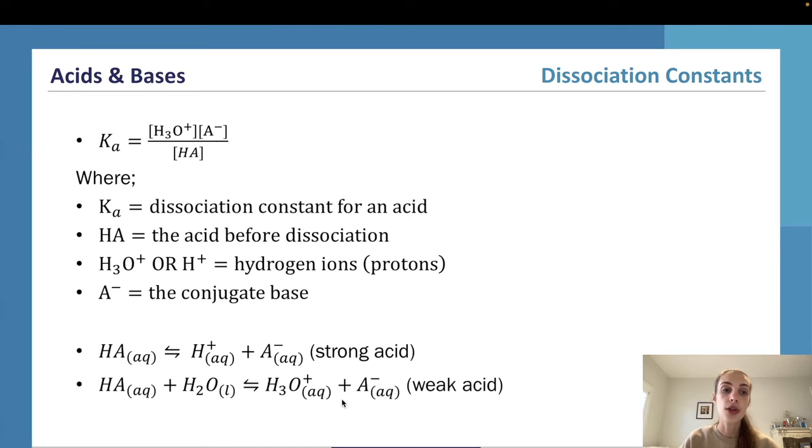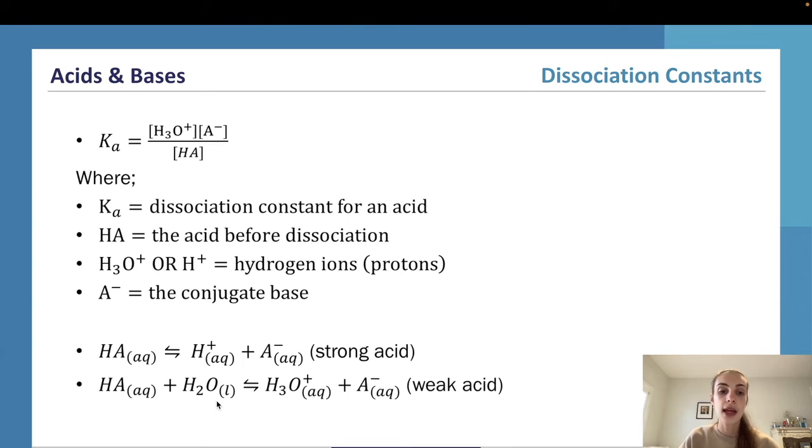And it's also important to note that when we look at our Ka value, we can see that it's got H3O+, A-, and HA, but we haven't got the H2O in there. And that's because with a weak acid, we have what we know as a heterogeneous system. So we can see with our strong acid, we have a homogeneous system because all of the reactants and products are in the same state, so they're all aqueous. Whereas with our weak acid, we've got some in the aqueous and some in the liquid state.